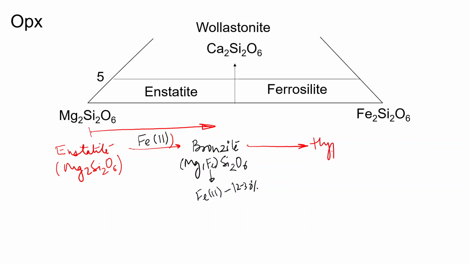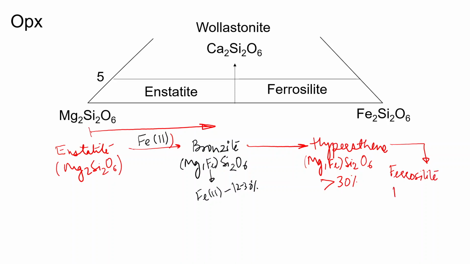form hyperesthene. Now hyperesthene is also Mg Fe Si2O6, but here the Fe content is more than 30%, and once it is completely replaced by iron, it becomes ferrocellite, which is Fe2Si2O6. So this is how the replacement keeps on happening in the OPX.